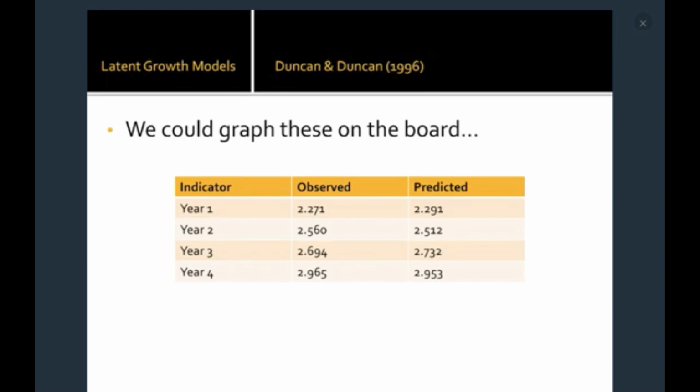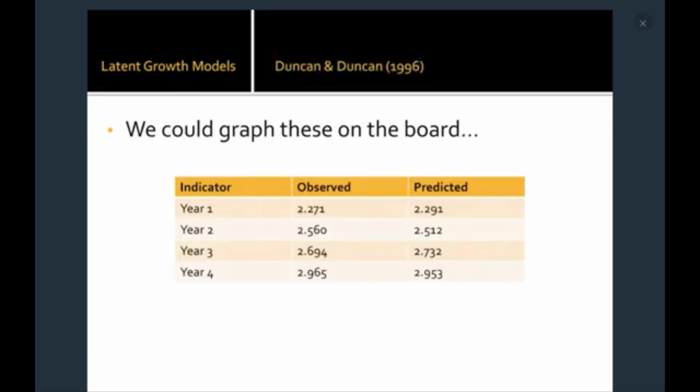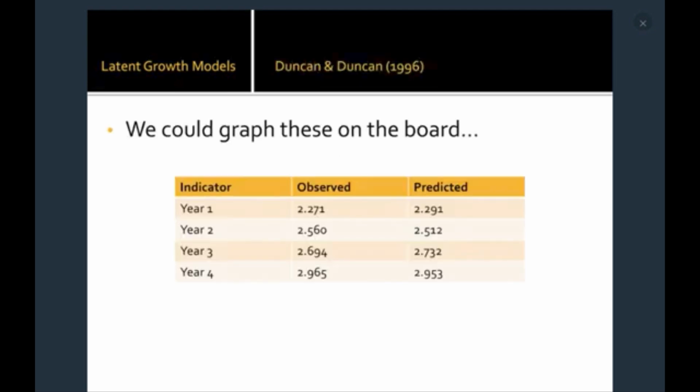So 2.29 was our, where does that come from? That's our initial mean here, initial status 2.291. That goes in for year 1, and then the 0.22, that's your mean for linear change. You add that in each time. So 2.29 plus 0.22 gives us 2.51 for year 2, and then you add 0.22 again, you get 2.73 for year 3, and so on. If that makes sense. So you take those two means that you get, and you can make a predicted line that's a linear trend over time.